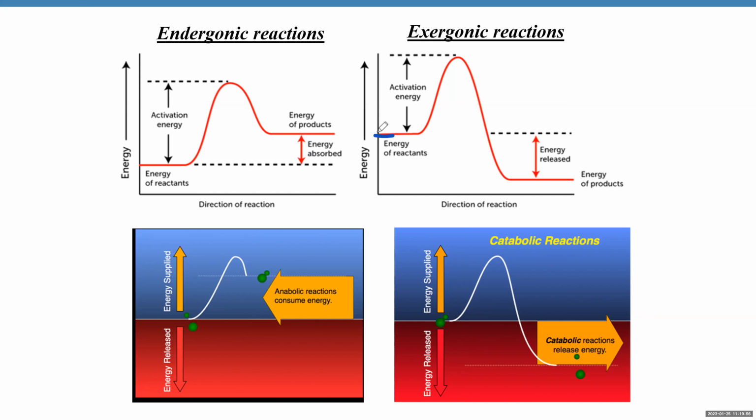In an exergonic reaction, here's your reactant and the product has less energy. And in endergonic reactions, when we store energy, those are our anabolic reactions. And when we release energy, those are catabolic reactions.